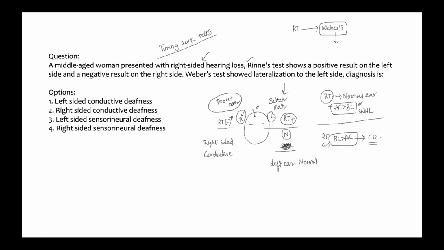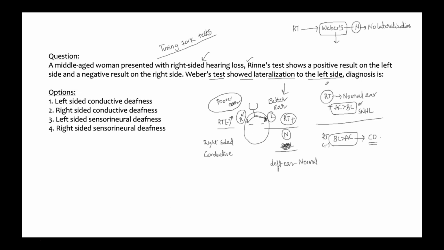So usually in Weber's test, if tuning fork is placed on the vertex of the skull, the sound transmits. So we are only testing bone conduction here equally on both sides. In a person with both normal ears, in Weber's there is no lateralization. But here, what they have given in the question, the Weber's test has shown that there is lateralization to the left side.